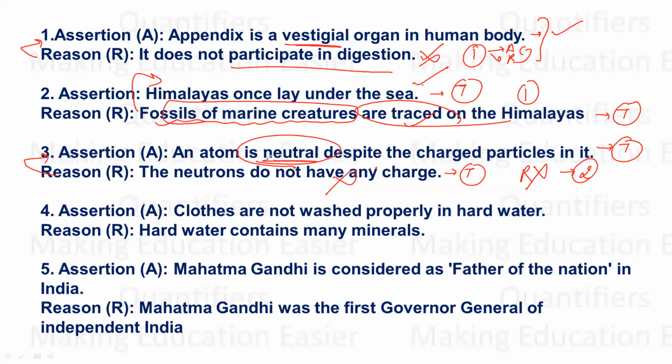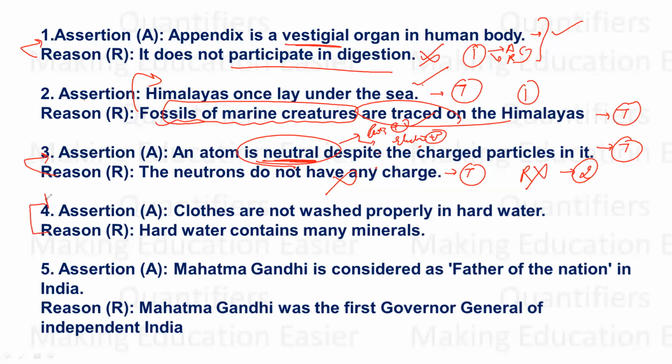So why is an atom neutral? An atom is neutral because it contains positively charged protons and an equal number of negatively charged electrons. Since the positively charged protons and the negatively charged electrons are equal, it is neutral, not because the neutrons do not have any charge. Okay, now let's see this fourth one.